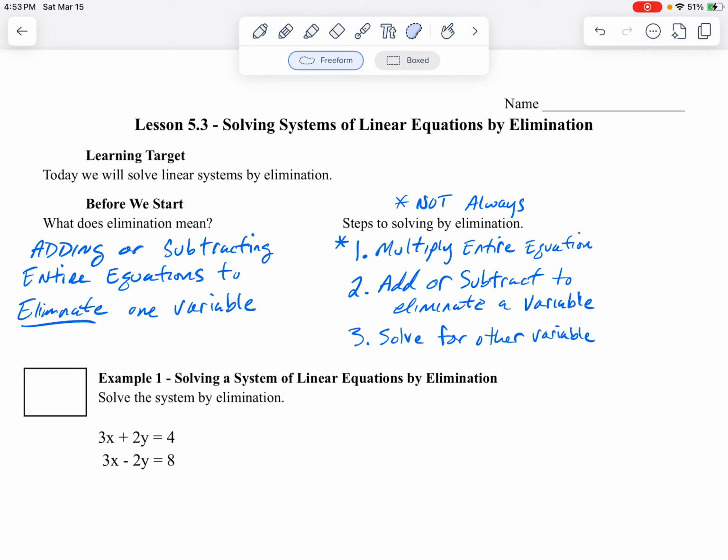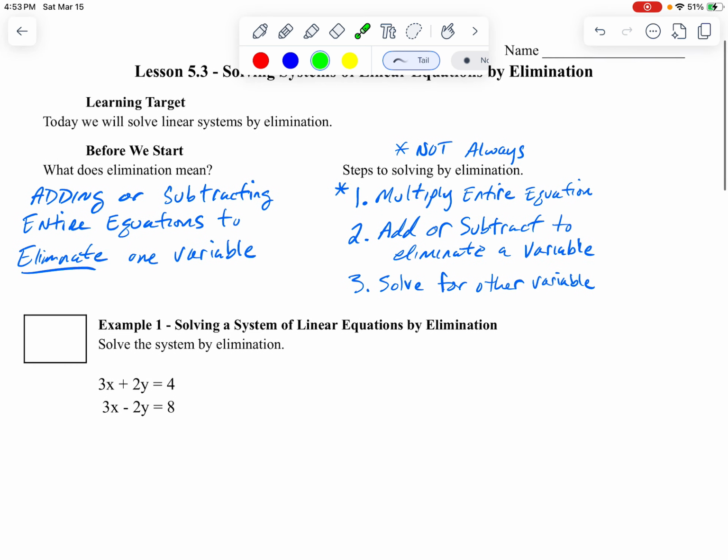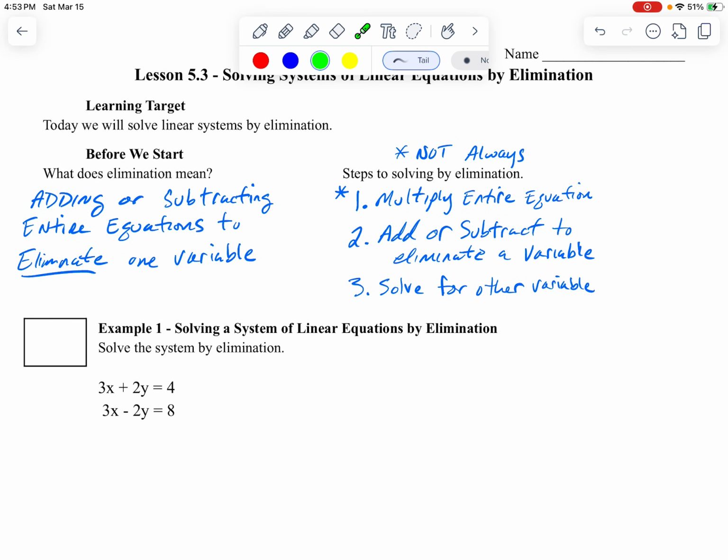This is our video for lesson 5.3. This is solving systems of equations using elimination. So when we talk about elimination, we're going to be adding or subtracting entire equations in order to eliminate a variable. So before we started this section in class, we had a little discussion.